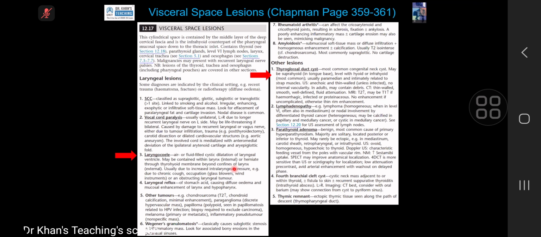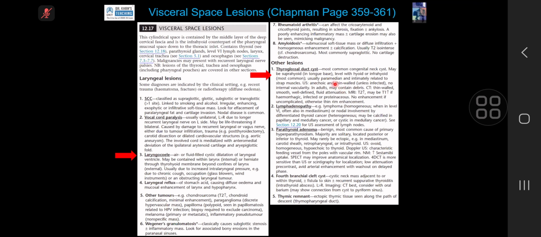Because an obstructing tumor is another thing which can cause a laryngocele. We'll come back to the concepts and the anatomy. On the other hand, thyroglossal duct cyst is a very common and important exam case. Please remember here, anatomy is critical and embryology is critical. I'll show you a diagram in which this will become clear.